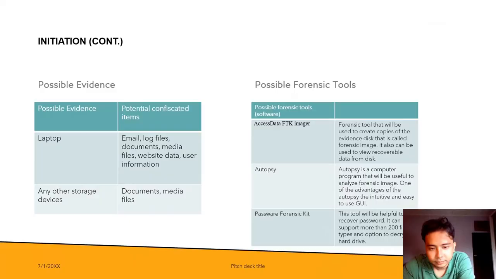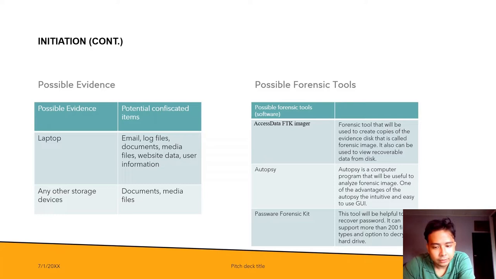Here is another important aspect of the initiation phase, where we try to identify the possible evidence. Here we can see there are two possible pieces of evidence. The first one is the laptop, from which we can confiscate the email, log files, documents, media files, website data and user information. And maybe there are other storage devices available, for example a flash drive, hard disk, external hard disk, and something like that.